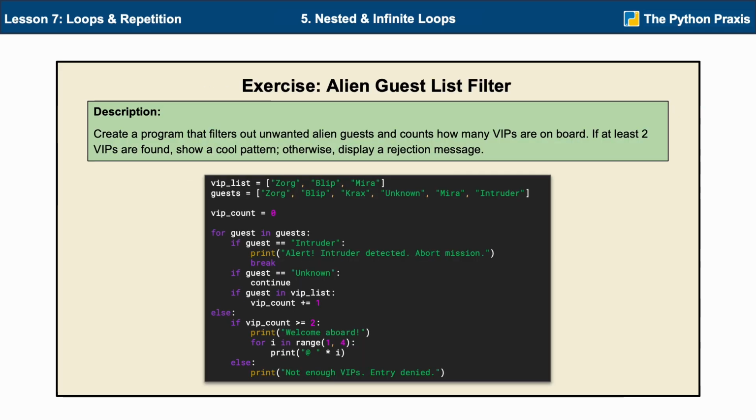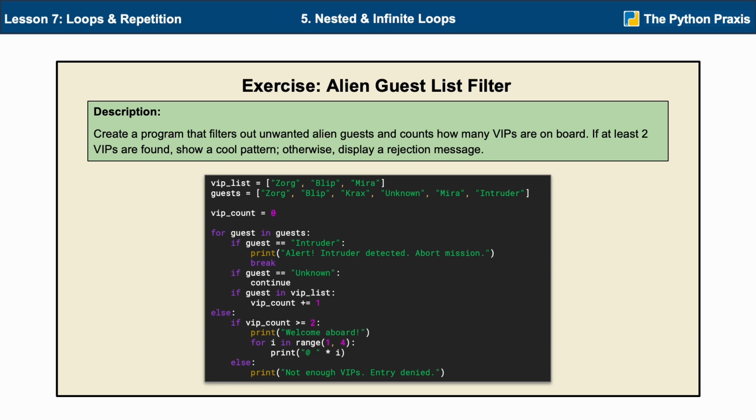Let's wrap up with an interesting exercise: the alien guest list filter. Imagine you have a guest list for a spaceship. Some are VIPs, some are intruders. Create a program that filters out unwanted alien guests and counts how many VIPs are on board. If at least two VIPs are found, show a cool pattern; otherwise, display a rejection message.